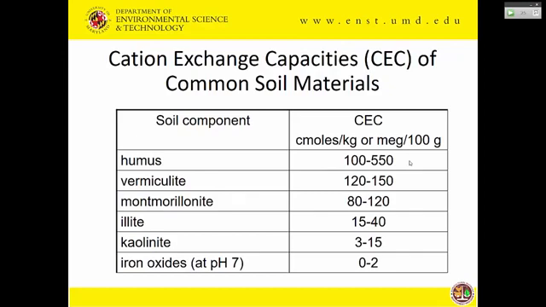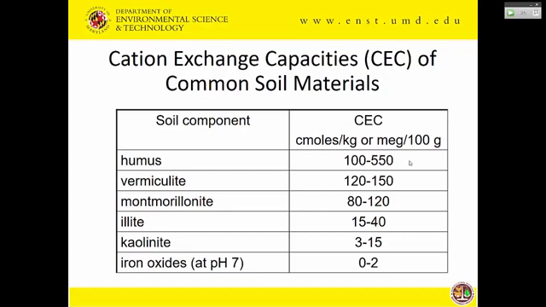Okay, so let's look at the cation exchange of some common soil materials. Look at 2 more graphs, I'm going to eat lunch. And this is pure materials. So if I had 100 grams of humus or 100 grams of montmorillonite, this is separated pure materials, all right? The cation exchange capacity of humus is huge, okay? Again, it depends upon what book you read, but one that I've looked at recently put it at 100 to 550. Vermiculite, it's the most power-packed of the clay minerals, 120 to 150.